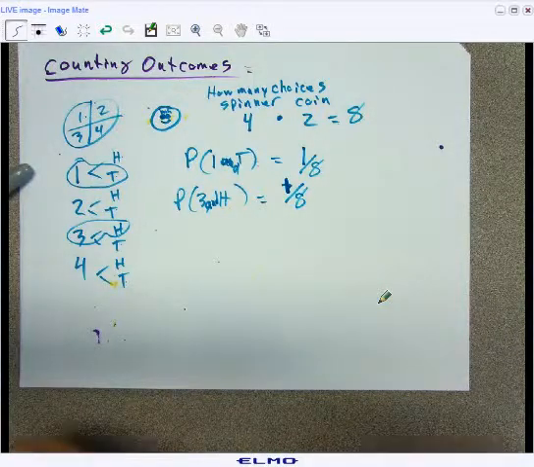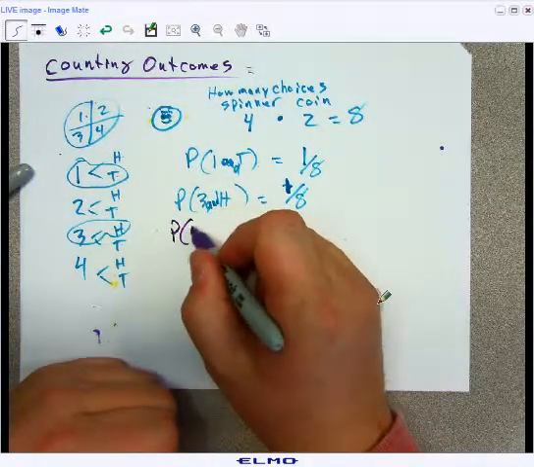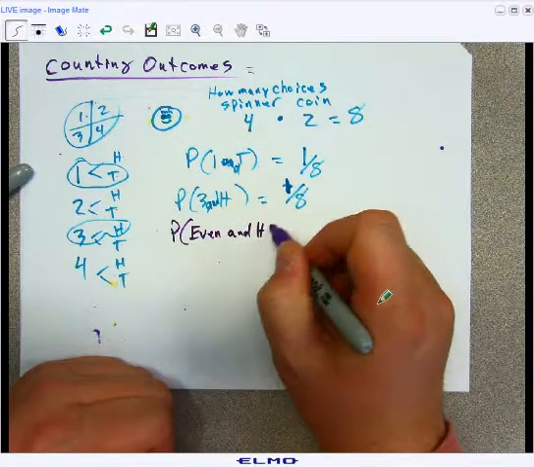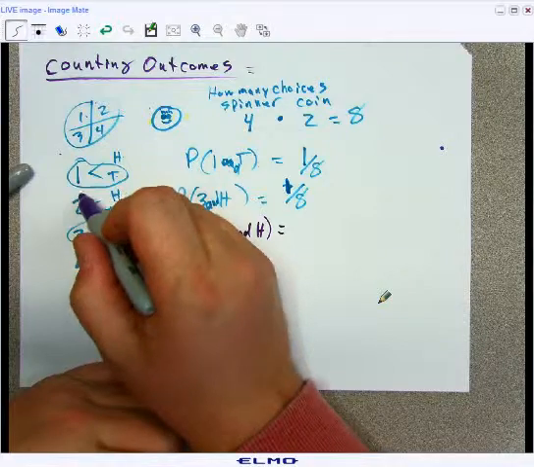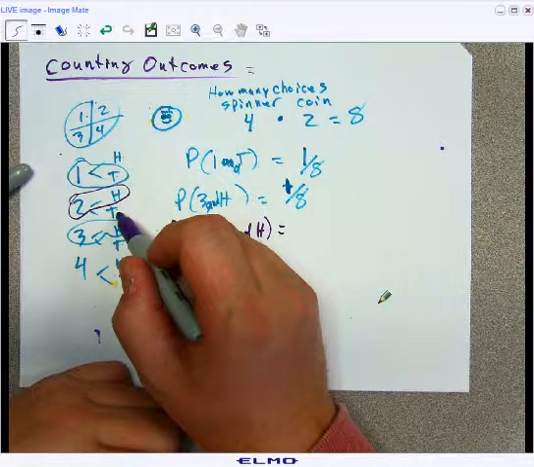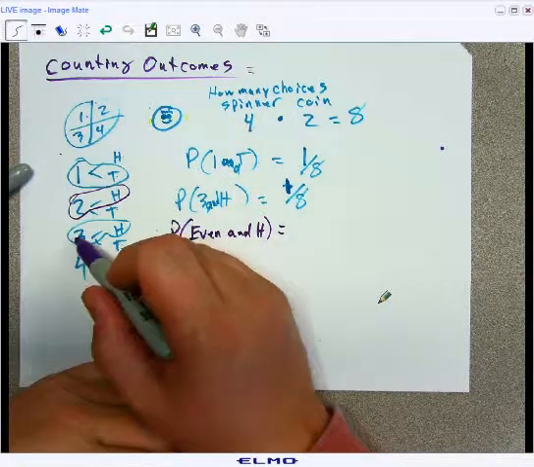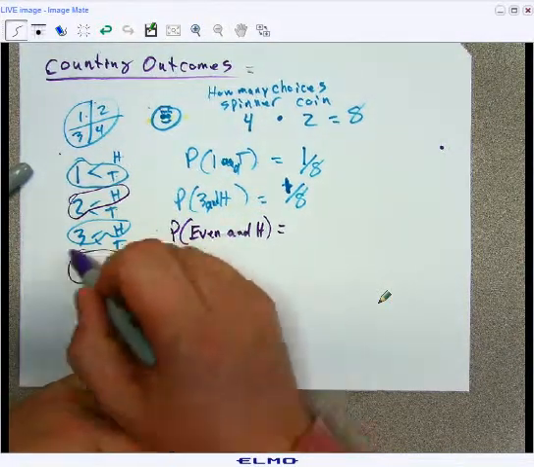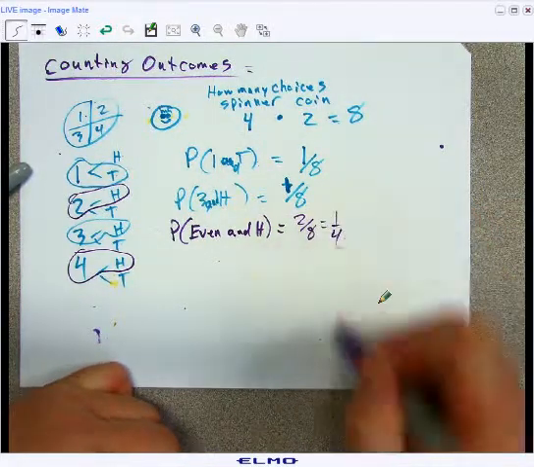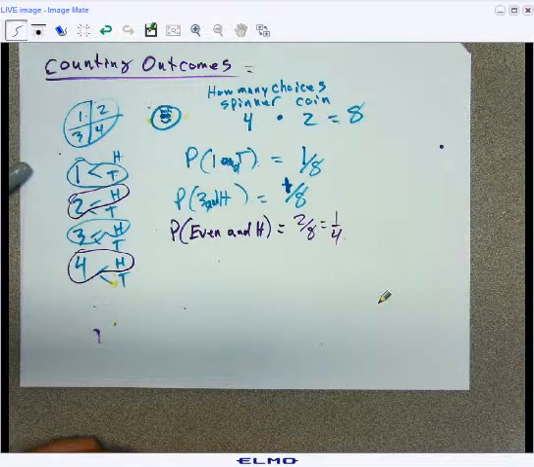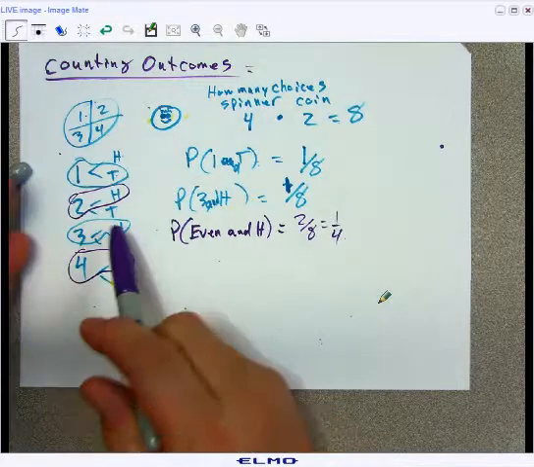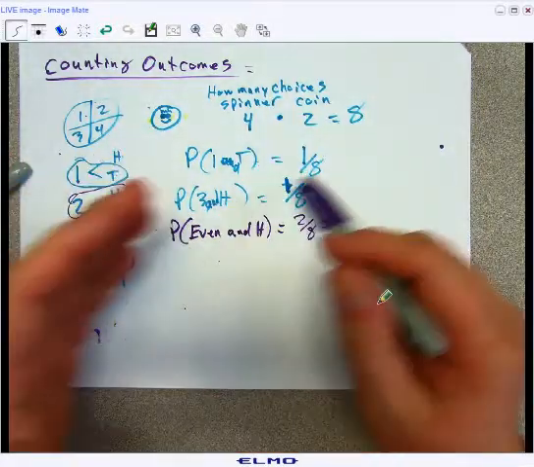Now, let's do something a bit more challenging. What's the probability of an even number and heads? Well, even number, that's 2 and a heads, but 2 and a tails doesn't work. 3 and a heads doesn't work because 3 isn't even, but 4 and a heads work, so that's 2 out of 8. So that means my chances are 1/4.